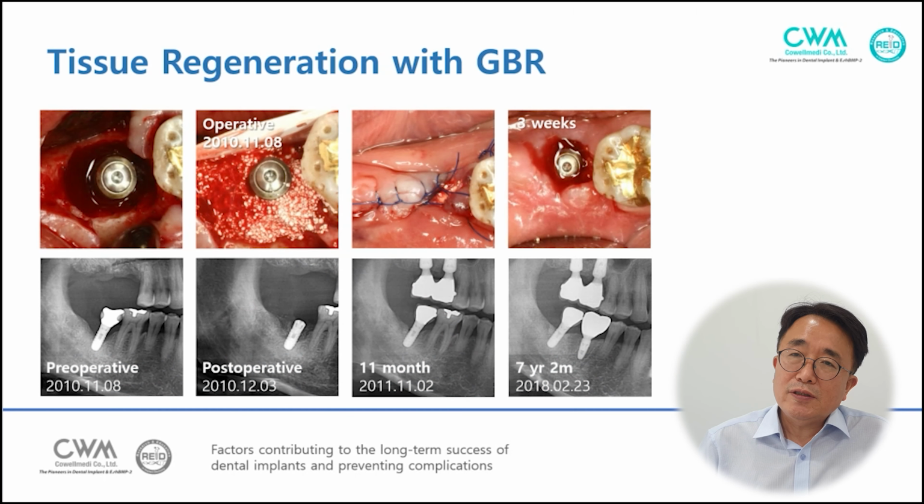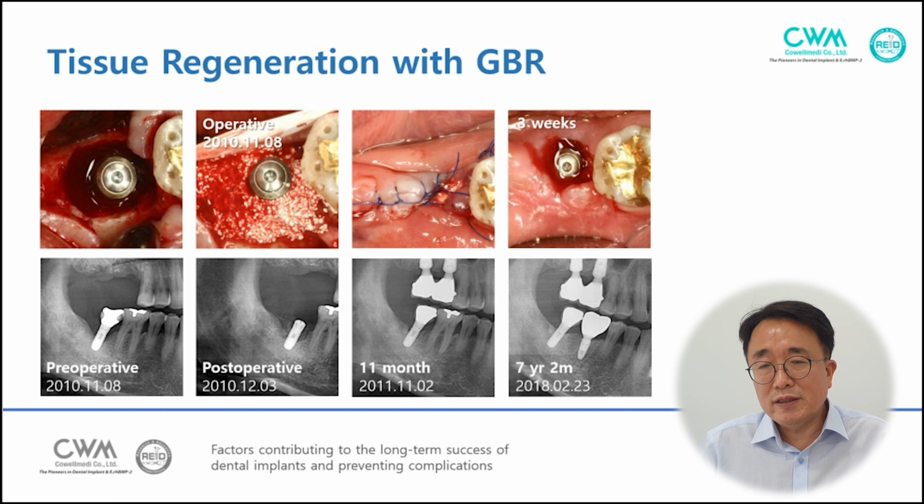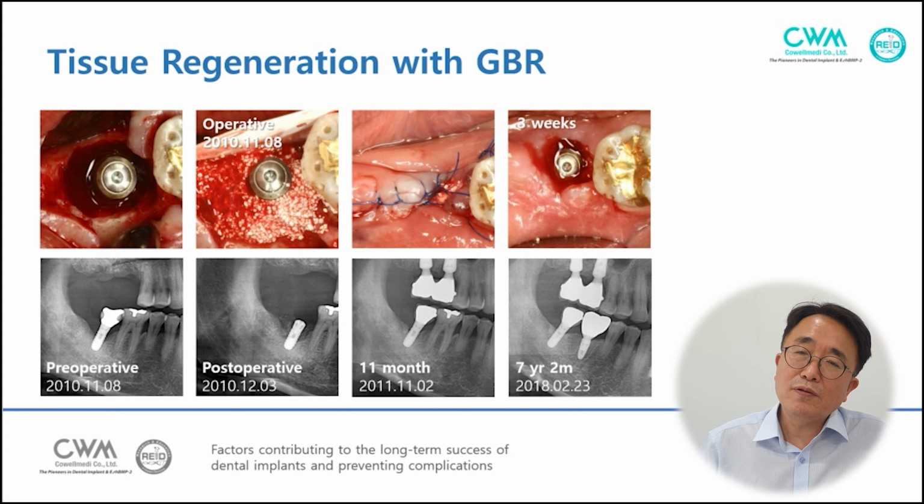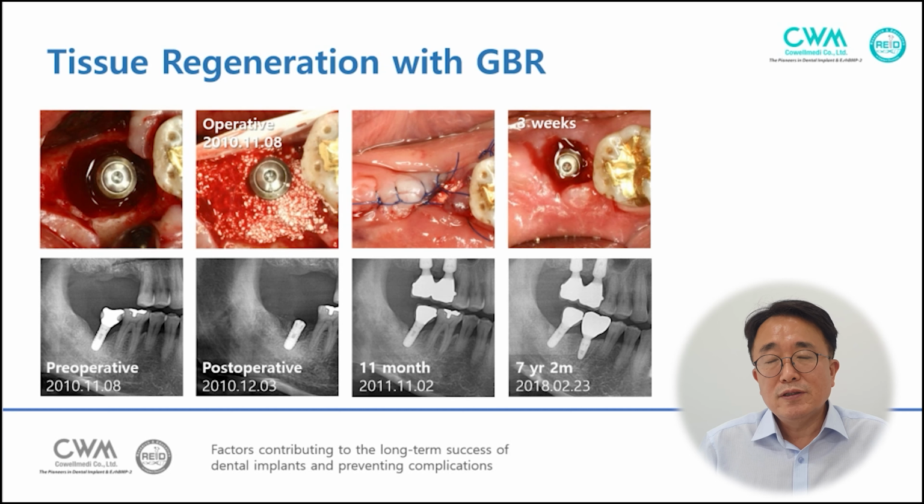Tissue regeneration with the GBR case. So this implant design is a platform switching implant, and the implant placement level is optimal. And the buccal-lingual position, especially buccal bone width, is 2 millimeters. So we can do tissue regeneration. So bone was grafted and we waited, and then we followed for about 7 years, 2 months. The bone has remained. There was no marginal bone change after GBR.